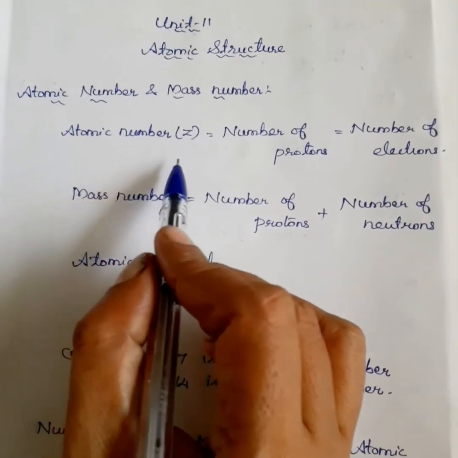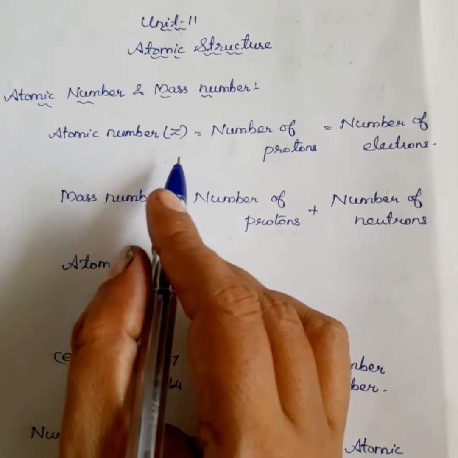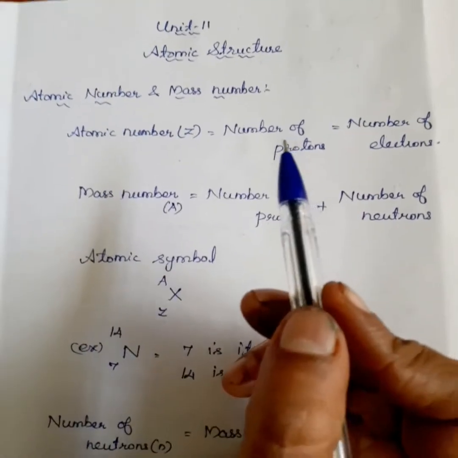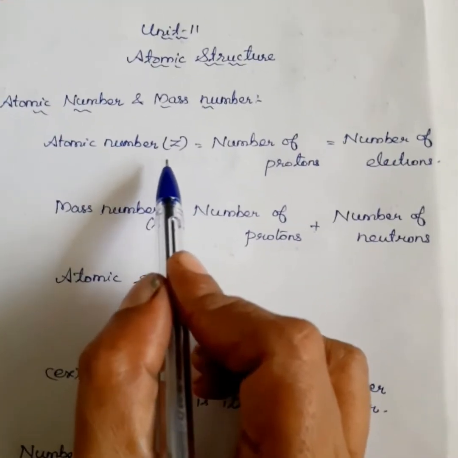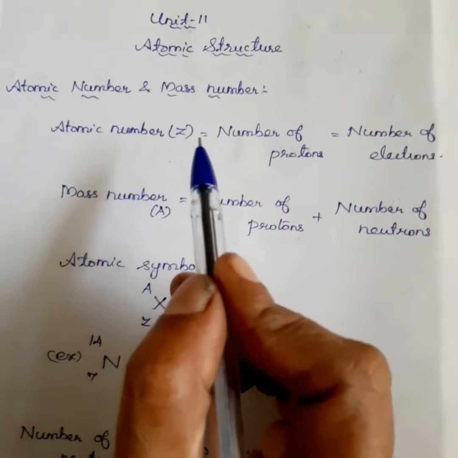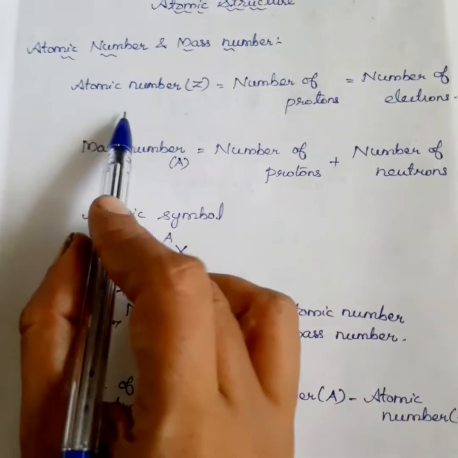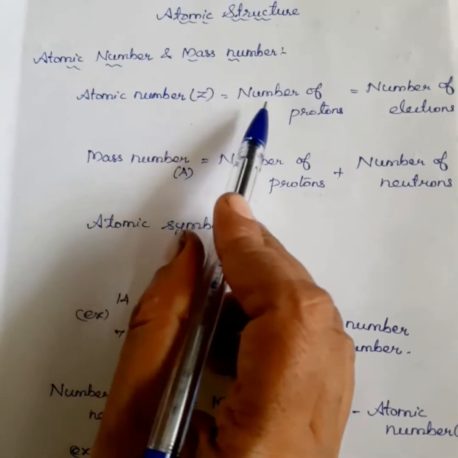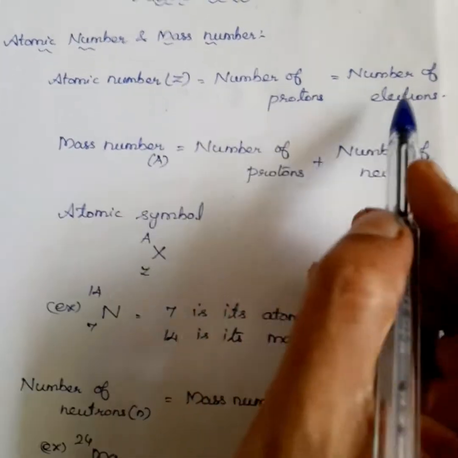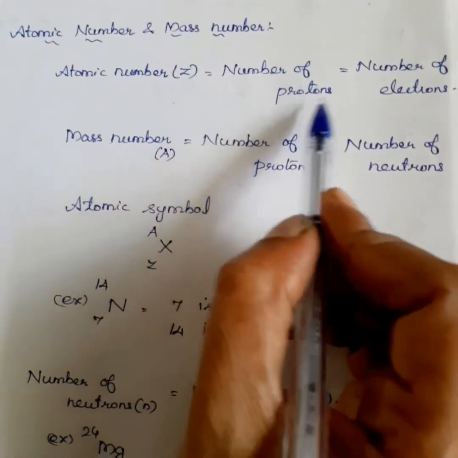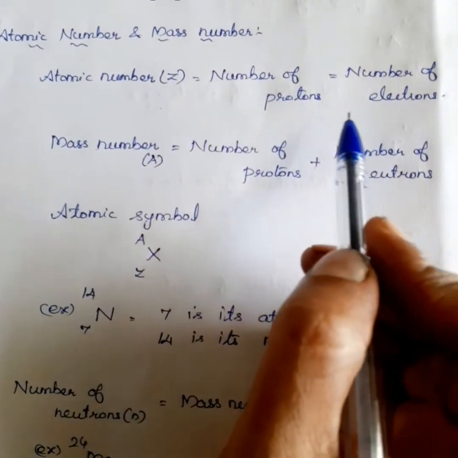The atomic number is a fundamental property of an atom. It is denoted by Z. The atomic number is equal to the number of protons present in the atom. So the atomic number Z is equal to the number of protons, which is equal to the number of electrons.